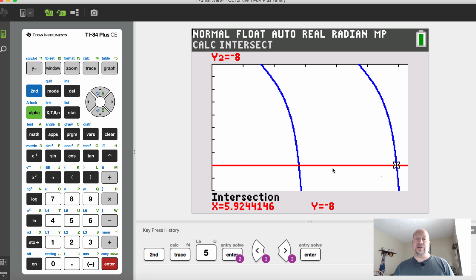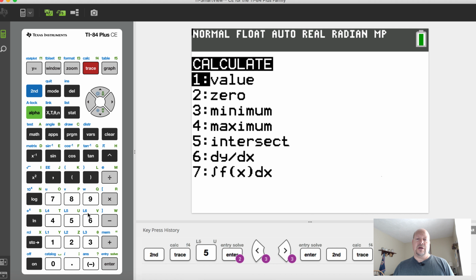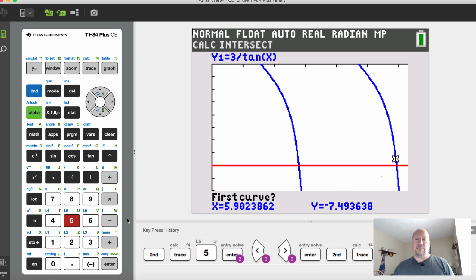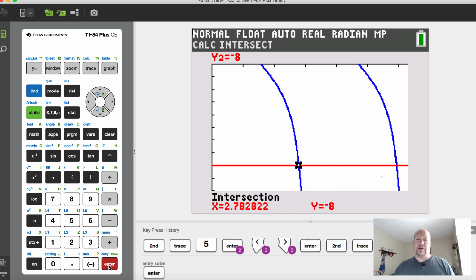And since on the interval between 0 and 2 pi there's another intersection here, we need to find that solution. So we'll go second, and then trace for the calculate menu, and then option 5 for intersect. This time, again, hit enter, enter, past the first and second curve questions. Now we have to move our cursor using the arrow keys over to near the other point of intersection. Just keep hitting the arrow until you get over there. Sometimes you blow past it if you're not careful. And then when we're there, hit enter. And so 2.78. So 2.78 there, and then the first one that we did. Those are our solutions. So that's how you use the calculator to solve a trig equation when asked.